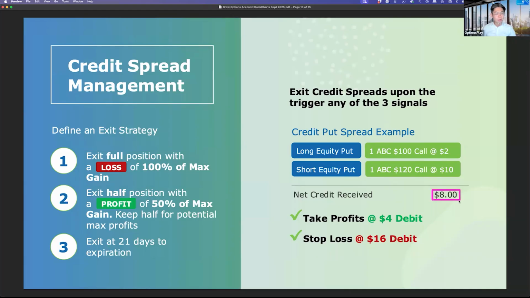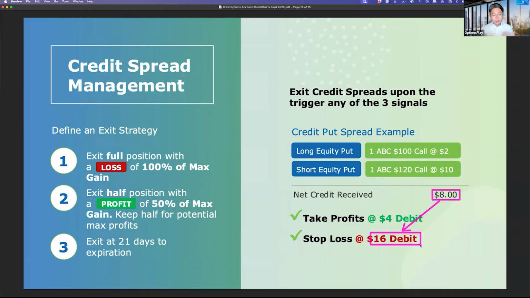If you sold a credit spread for $8, then the max gain potential on that credit spread is $8. So if you ever lose more than $8 on that credit spread, it's time to get out, right? If you sold something for $8 and it's now trading at $16, meaning you've lost 100% of the max gain potential, it's time to get out of the trade.